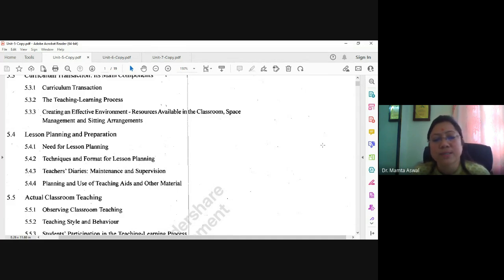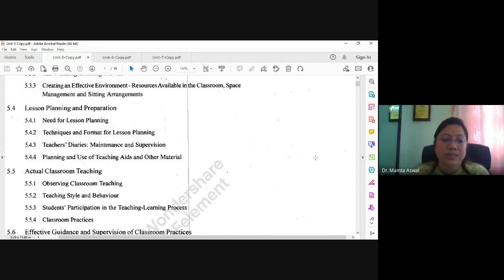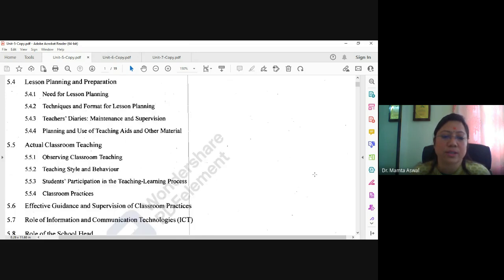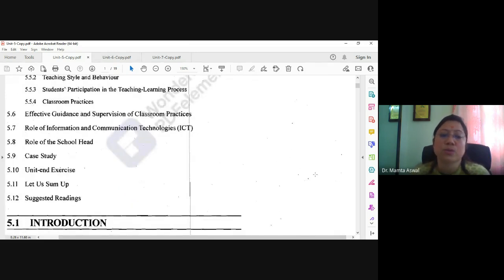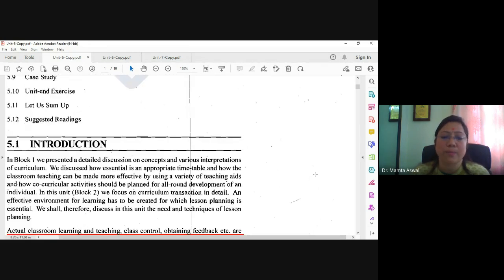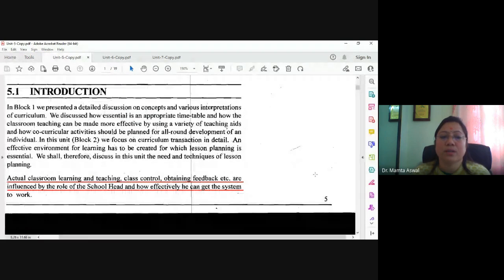So today we'll be discussing how we can use teaching aids judiciously in the classroom, the effective use of teaching aids basically. So what are the different teaching styles and how student participation can be increased in the classroom for an effective teaching learning process. Besides that, what is the role of ICT? These are the things which we are going to discuss today one by one. So let's start with this.